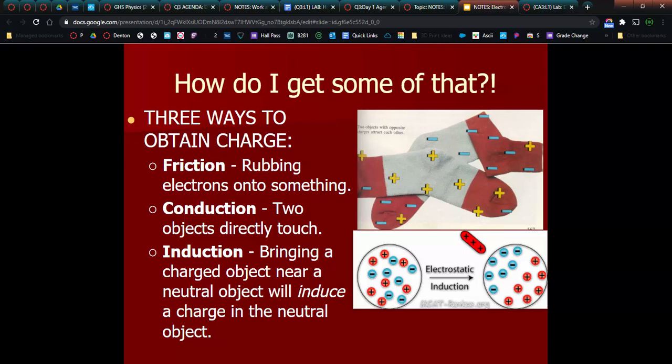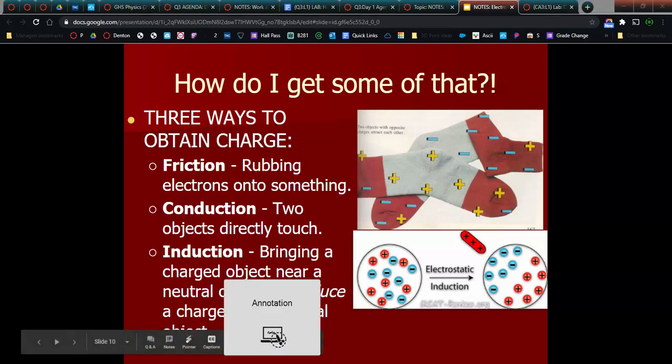Okay, so that's just conduction. Again, charge transferred by two objects directly touching. Induction is essentially transferring charge between two objects not touching. Induction is a little bit different. It has the definition here: bringing a charged object near a neutral object will induce a charge.